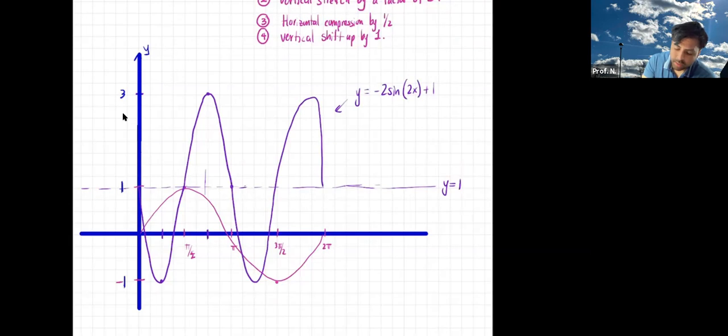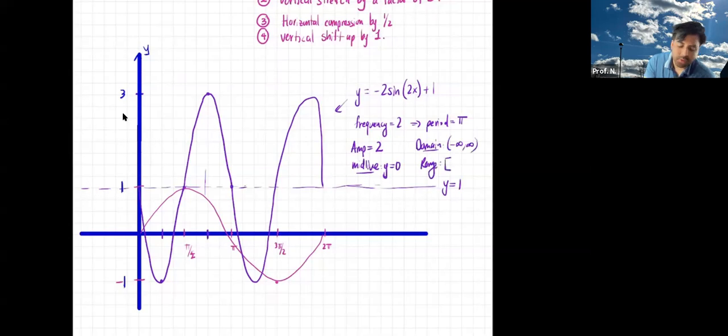What's my frequency? My frequency is 2. What's my period? My period is pi. What's my amplitude? My amplitude is 2. What's my midline? My midline is y equals 1. What's my domain? My domain doesn't really change much. It's always going to be -infinity to infinity. But what's my range? My range will change a lot. Because of my amplitude and because of the midline, it's -1 to 3.